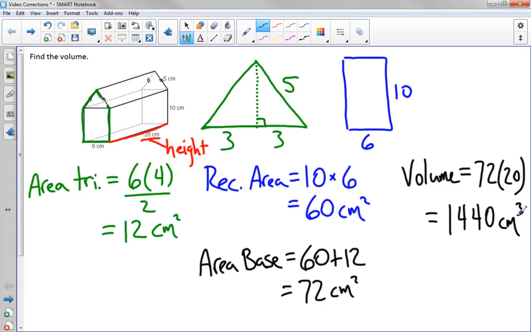So again, in these video corrections, you want to explain what you did wrong. In this case, misapplying the formula for the area of a triangle and not using the Pythagorean theorem. Then you do want to work the problem out and get the correct solution like we did here.